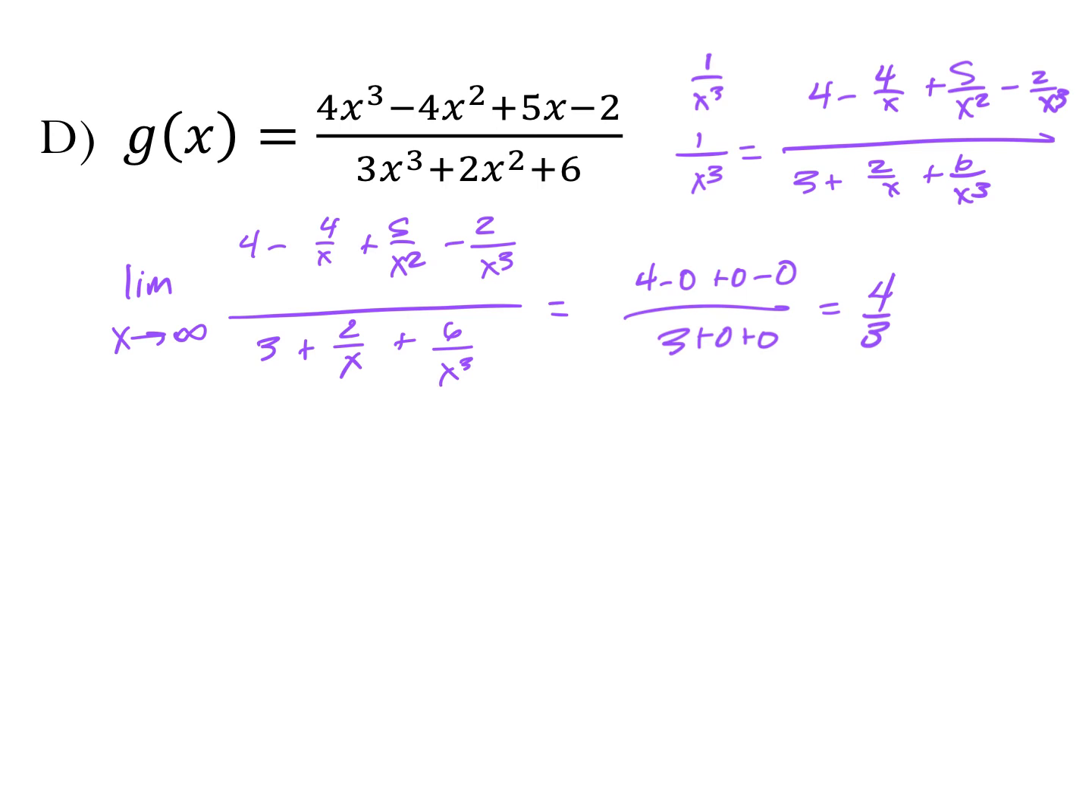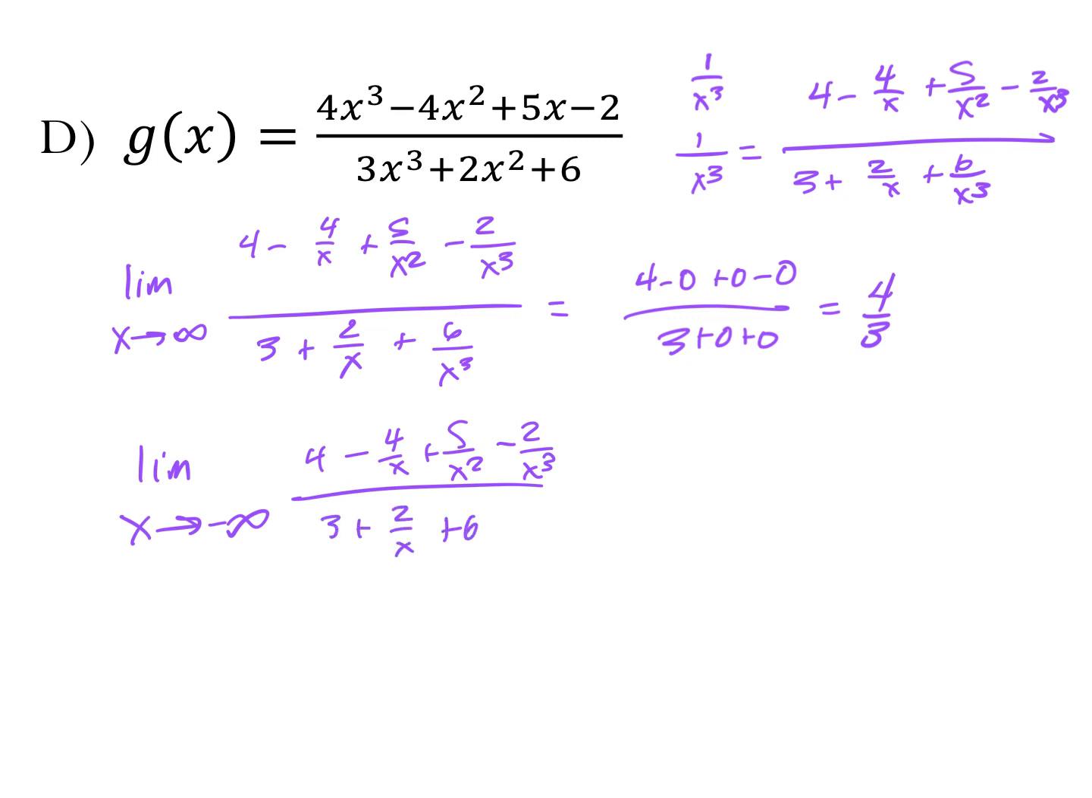What do you guys think? What about the limit as x approaches negative infinity? It would be the same. So our horizontal asymptote is the line y equals 4 over 3.